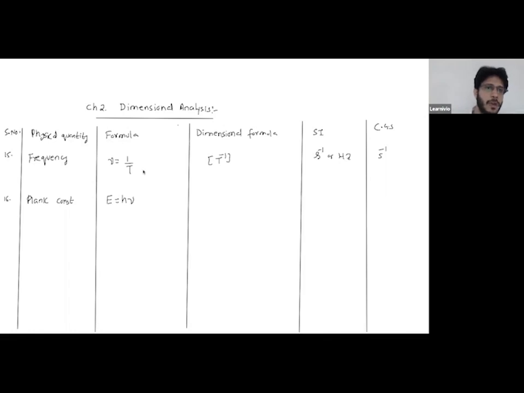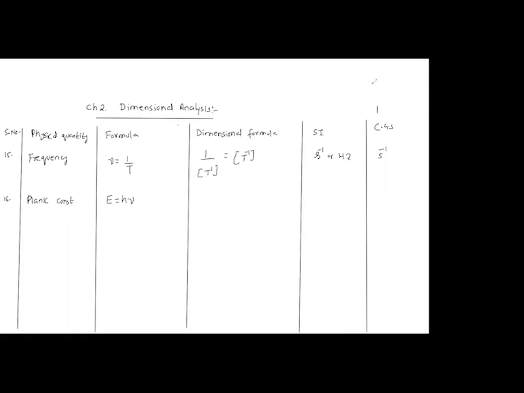Fatma, the formula of frequency is 1 by time. Frequency is 1 by time, so its dimensional formula would be 1 by T1. If you take this T in numerator, it would be T to the power minus 1. So the SI unit is 1 by time, it's second inverse or hertz. Fatma, is it clear now? Yes, sir.